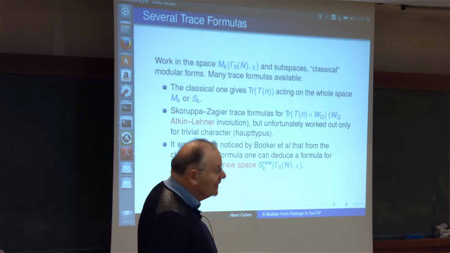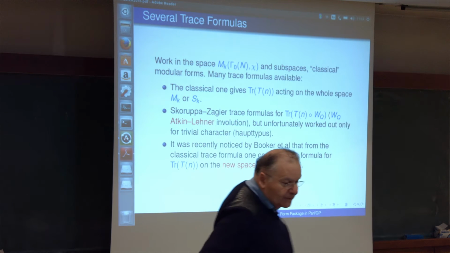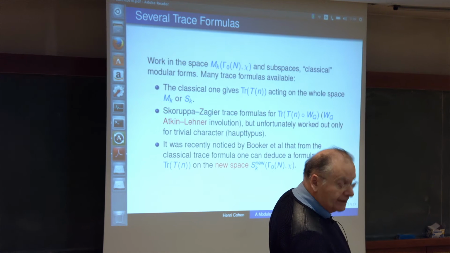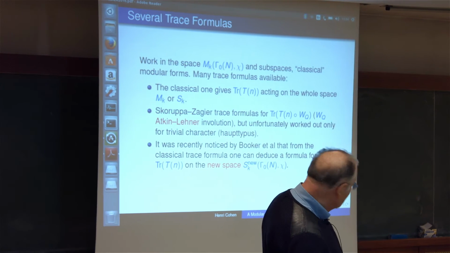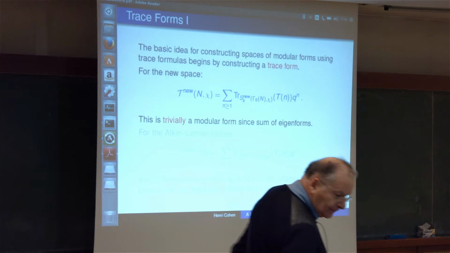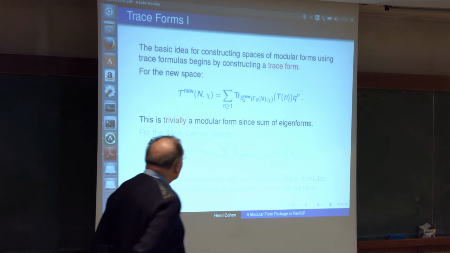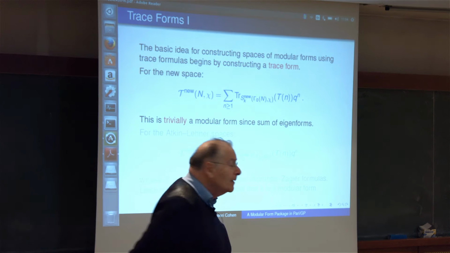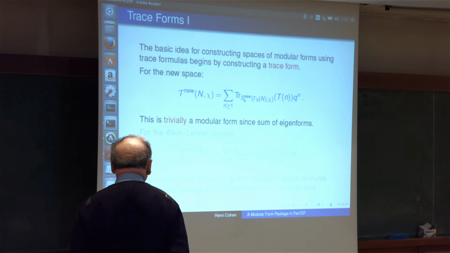The computations that you have to do are far from straightforward. So there does exist a trace formula on the new space, and that's really what led me to do this. So how do you construct spaces of modular forms using trace formulas? Well, you start by using what I call a trace form.